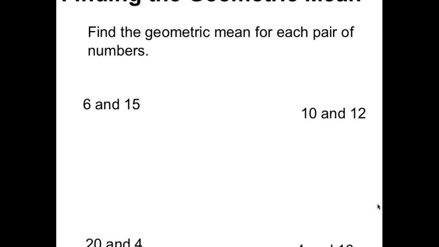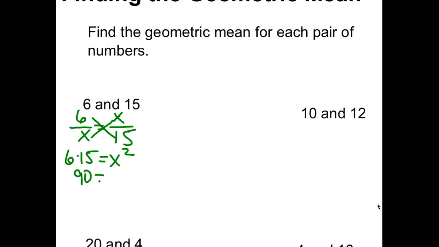So that tells us we're going to set up a proportion. Our means are both going to be the same thing, and then 6 and 15 are going to be our extremes. And now we cross multiply. We go 6 times 15 equals x times x, which is really x squared. Then we figure out that 6 times 15 is going to be 90. 90 now equals x squared. Now I have to finish solving for x by taking the square root of both sides. And I get x equals the square root of 90.